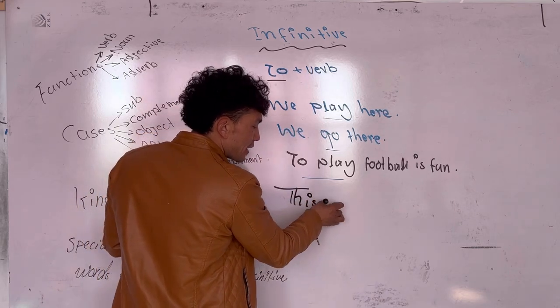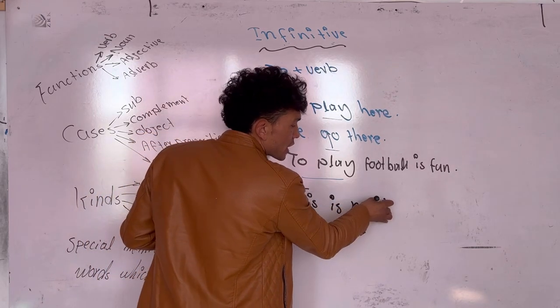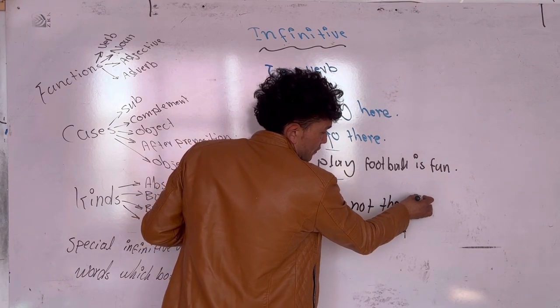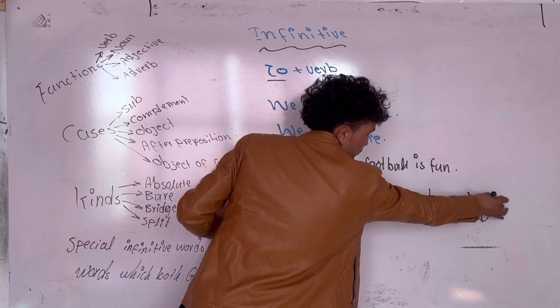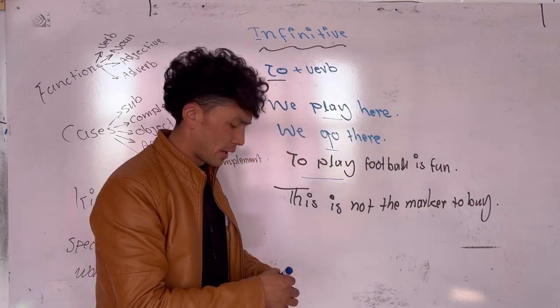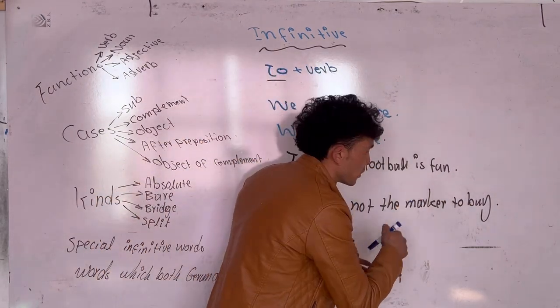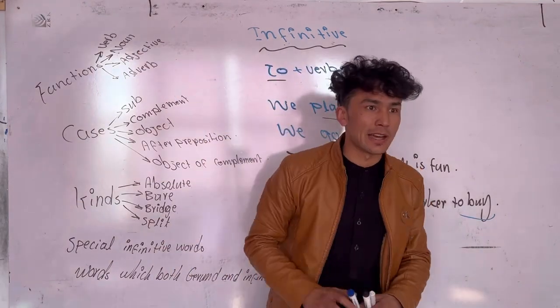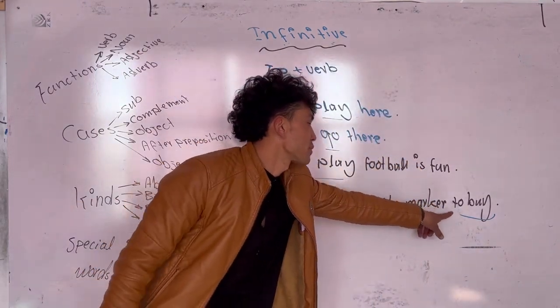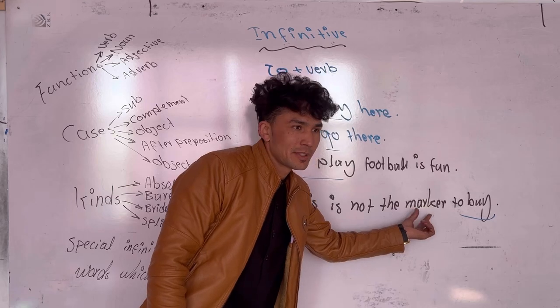This is not the marker. The marker to buy. This is not a marker to buy. What is marker? Noun. What is to buy? Infinitive. Works as an adjective here. It is used to modify marker. This is not a marker to buy.